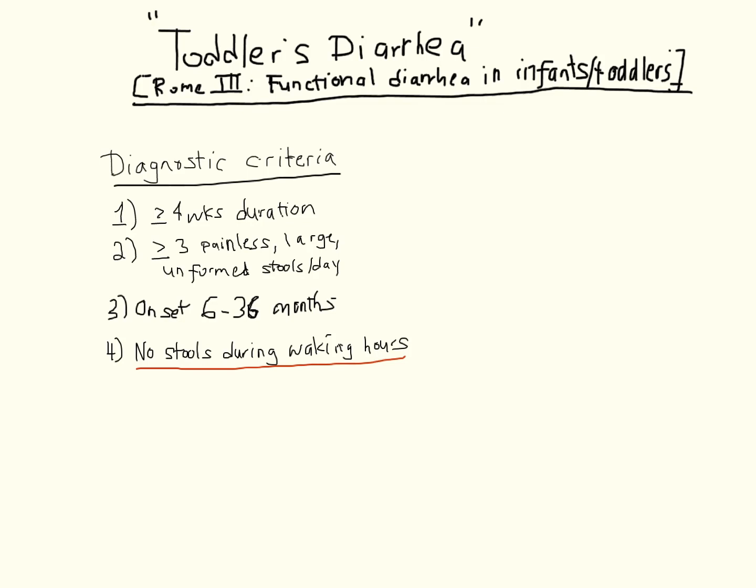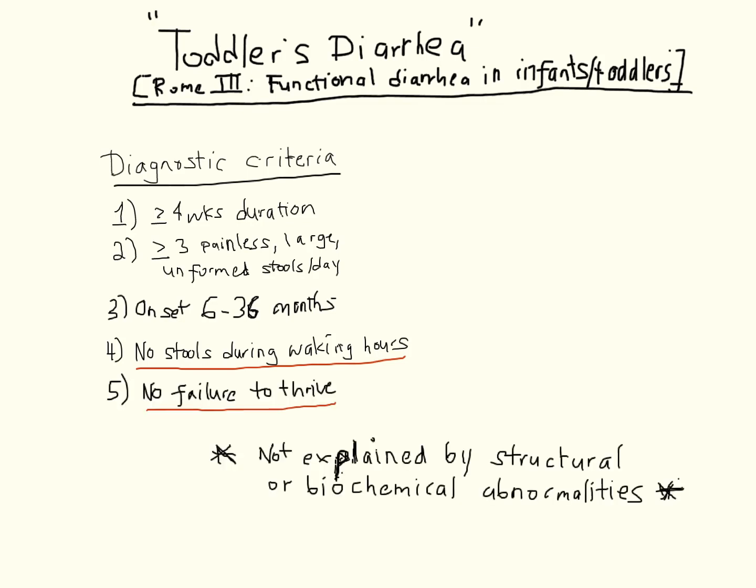Classically, these kids have large formed or semi-formed stools after waking, then smaller and more watery stools as the day progresses, and classically undigested food is reported in the stools. Last, these children must be thriving. And like any functional disorder, there should be no suspicion of an organic pathology. While this is technically not a diagnosis of exclusion, there is still some debate as to whether or not screening for celiac disease or chronic infection is required.